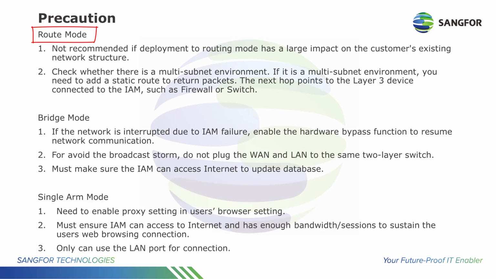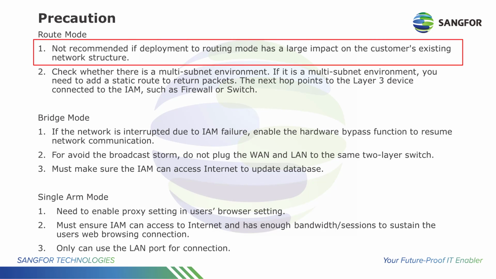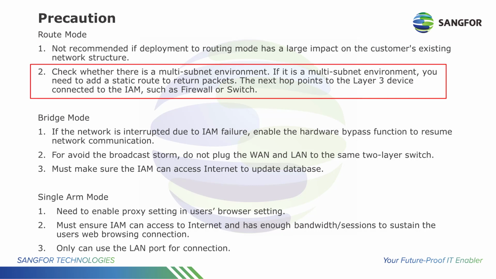Root mode. Not recommended if deployment to routing mode has a large impact on the customer's existing network structure. Check whether there is a multi-subnet environment. If it is a multi-subnet environment, you need to add a static route to return packets. The next hop points to the Layer 3 device connected to the IAM, such as firewall or switch.